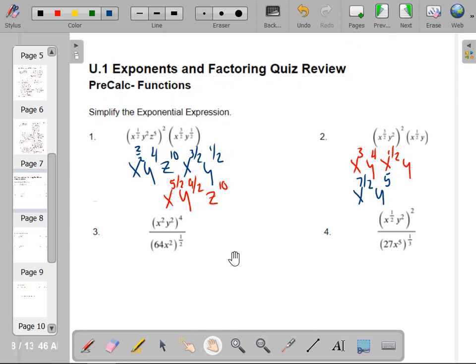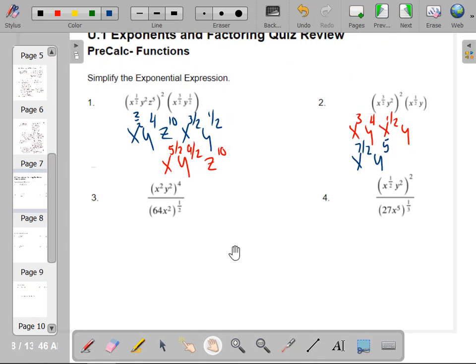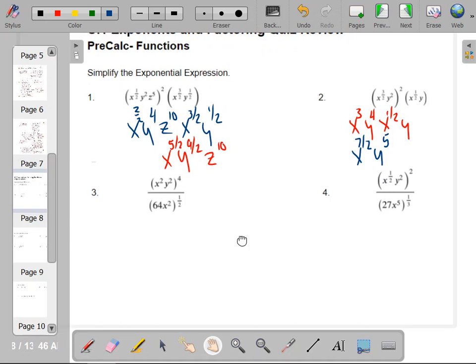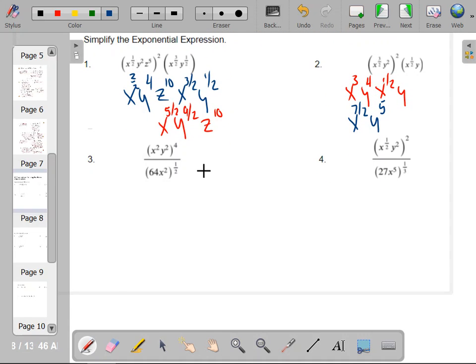Now when we have fractions, it's pretty much the same thing, but you might have to look at the denominator a little more carefully. So when we're doing fractions, in the top I have x to the 8th, y to the 8th, no big deal. In the bottom though, you see that we have a rational exponent, 1/2. If you don't remember what that means, 1/2 is the square root. So if it helps you to rewrite this as the square root of 64x squared, like, oh, that's a perfect square. The square root of 64 is 8, and the square root of x squared is x, so it's just 8x.